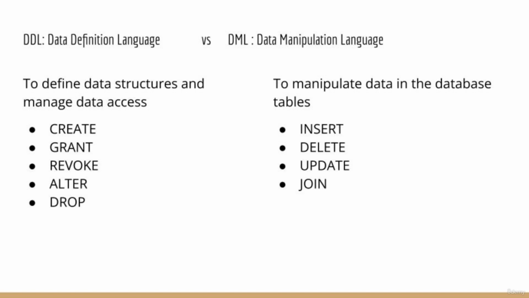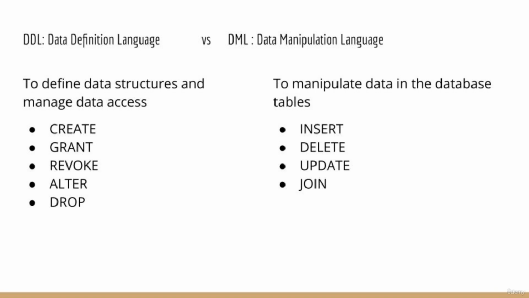An example of DDL is the create command, which, as the name suggests, allows us to create database objects such as tables, indexes, and views. We have grant and revoke, which allow us to give or remove access to or from users to database objects. Alter is also a DDL command, which can be used to modify a view in a relational database by adding a new column. The drop command is used to permanently delete a database object, such as a table or view, from the database.